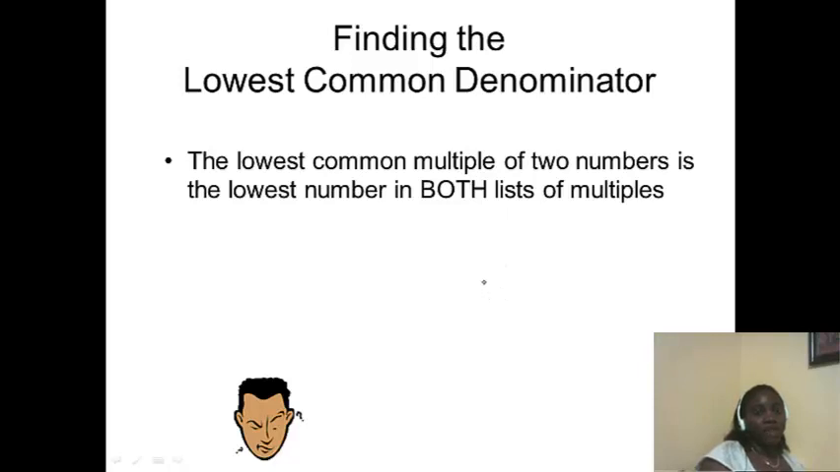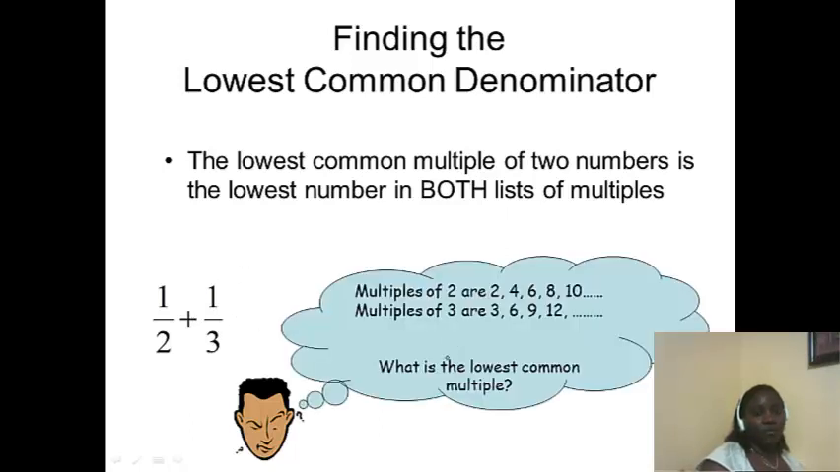Now, the lowest common multiple of two numbers is the lowest number in both lists of multiples. Remember, multiples are the results we get when we multiply two numbers. So let's take a look at 1/2 plus 1/3. Now we need to find common denominators, common multiples for 2 and 3.